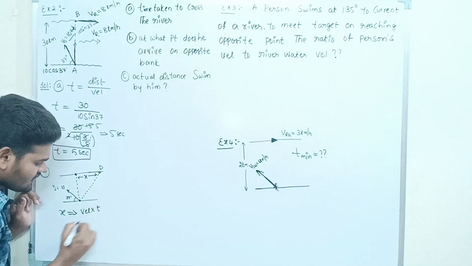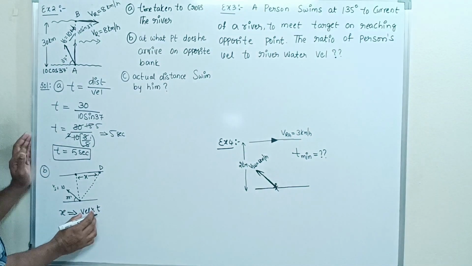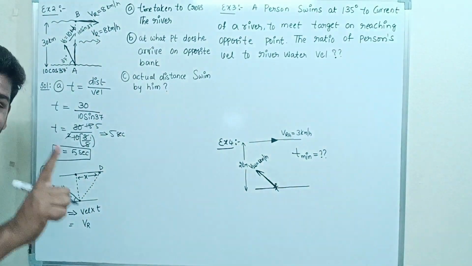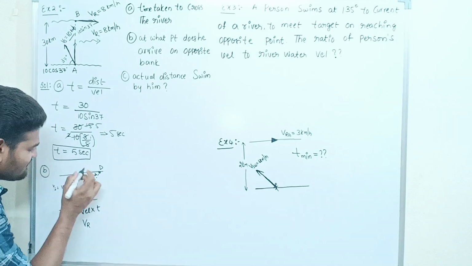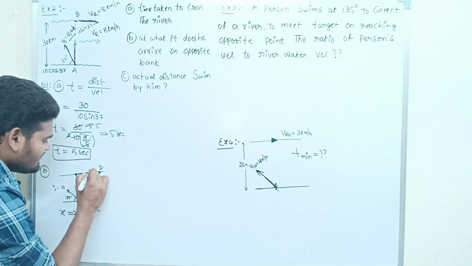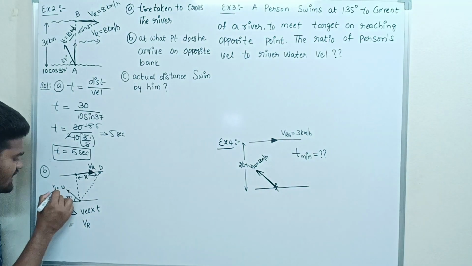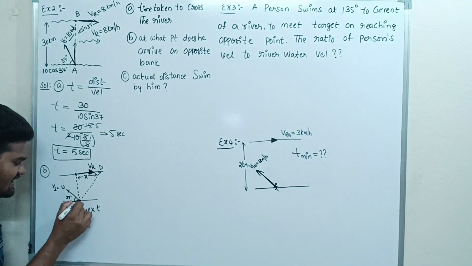Drift x is equal to velocity into time. So which velocity do we have to take? We have to take the velocity of the river. But have a look. Here the velocity of the river is in this direction. Here one more component of the velocity is there, that is in this direction.